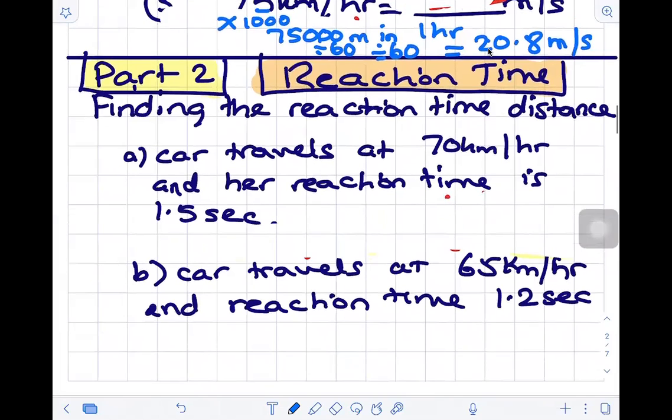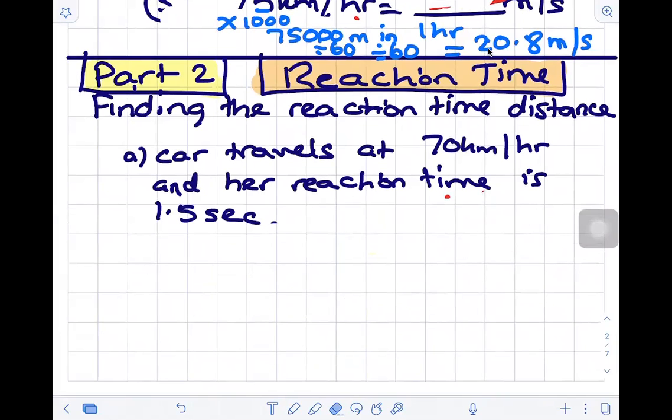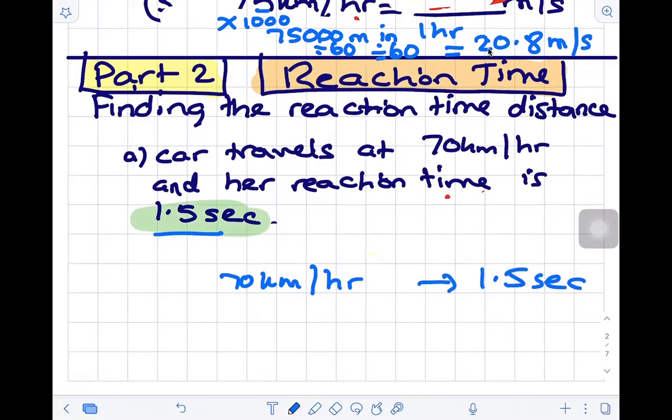So the second part of this is working out what the reaction time distance is. The reaction time is how long it takes you to react. So say you were driving your car, how long it takes you to get your foot onto the brake. So this person takes 1.5 seconds to react, say when something runs out in front of the car. The car's traveling at 70 kilometers per hour. How far would they go in 1.5 seconds?